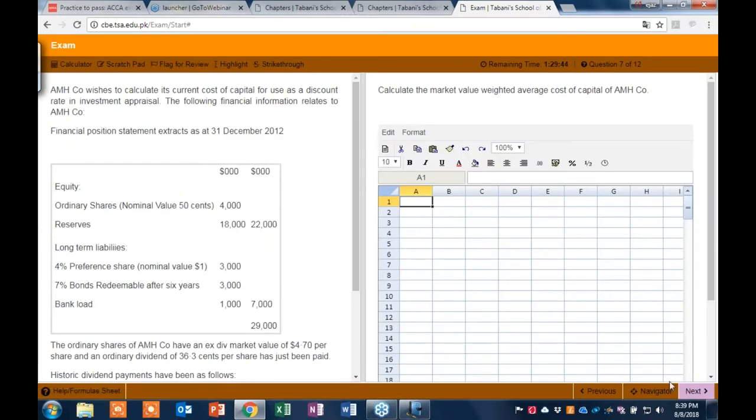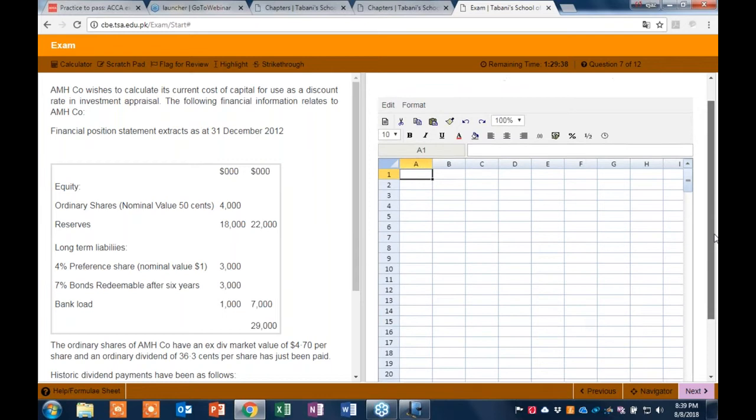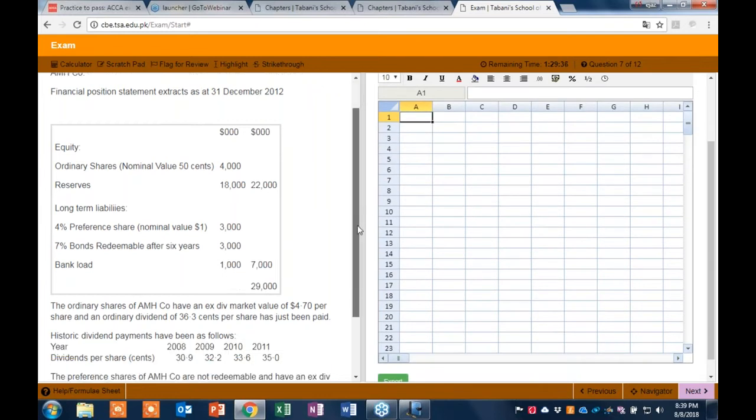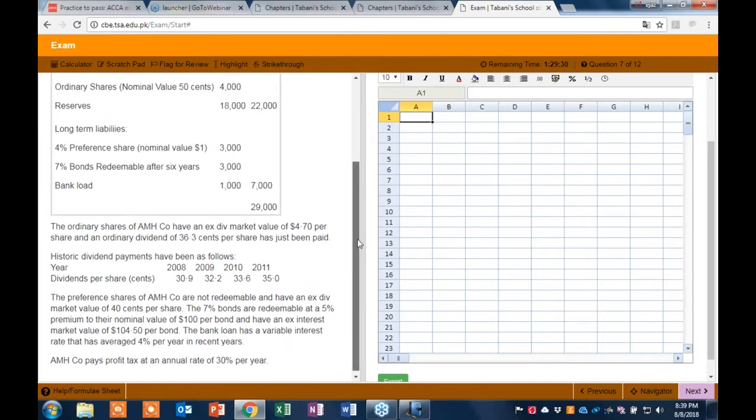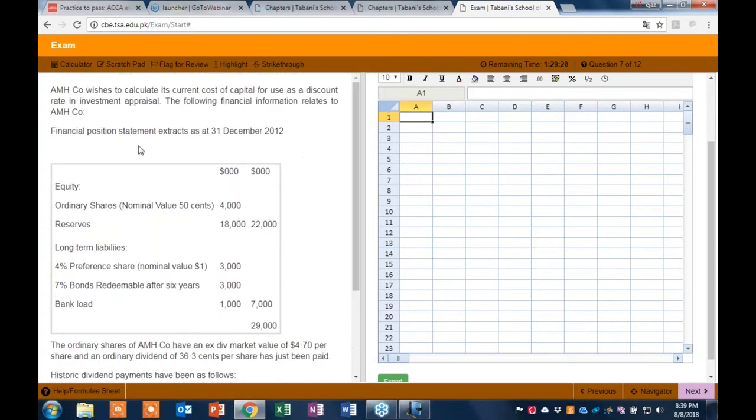Okay, let's calculate the market value weighted average cost of capital. First of all, let's calculate the cost of equity. If you look at this question, AMH company wishes to calculate its current cost of capital for use as a discount rate in investment appraisal. The following financial information relates to AMH company.